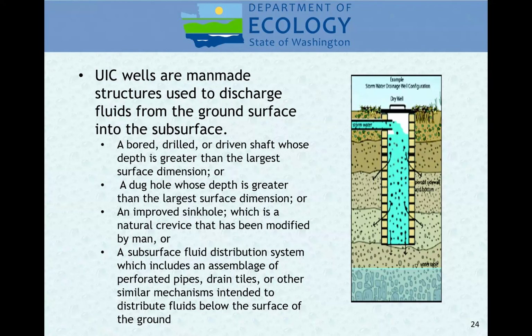Now, the fourth bullet here does not use the depth and surface dimension. It's a fluid distribution system or a trench, which includes an assemblage of perforated pipes, drain tiles, or other mechanisms intended to distribute fluids below the surface of the ground. So trenches are going to be longer than they are deep, right? But we're not using that deeper than the largest surface dimension in that definition.